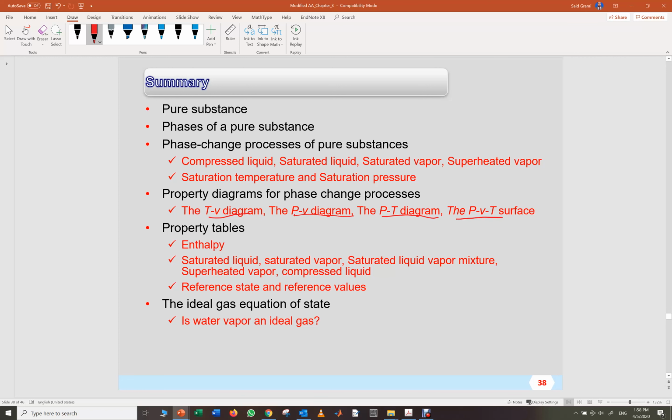Property tables: we can get enthalpy from the table. We can get saturated liquid, saturated liquid-vapor mixture, superheated vapor, and compressed liquid phases. Reference state and reference value. The ideal gas equation of state for water vapor: we saw that it depends on the pressure. At low pressure, we can say that it's an ideal gas.